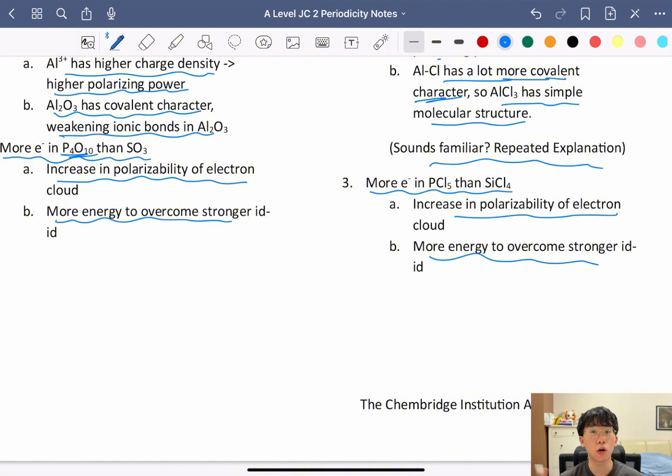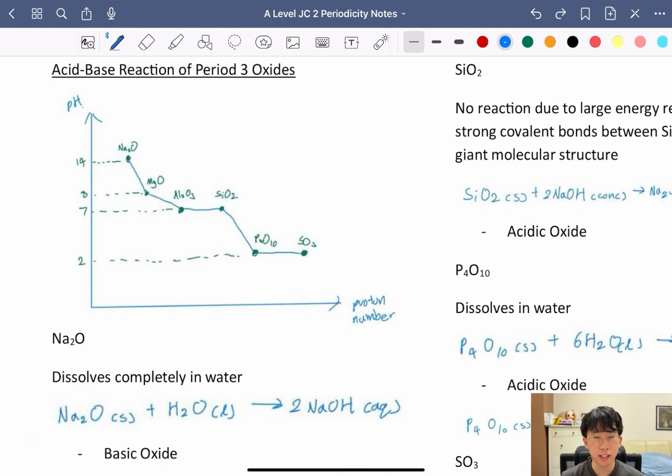So you realize there's two main concepts that you have to take away from this melting point trends for your chlorides and your oxides. Next, we're going to look at acid-base reactions of your period 3 oxides. Now, if we take a look, you realize that the pH of your period 3 oxides starts very high and then goes all the way down.